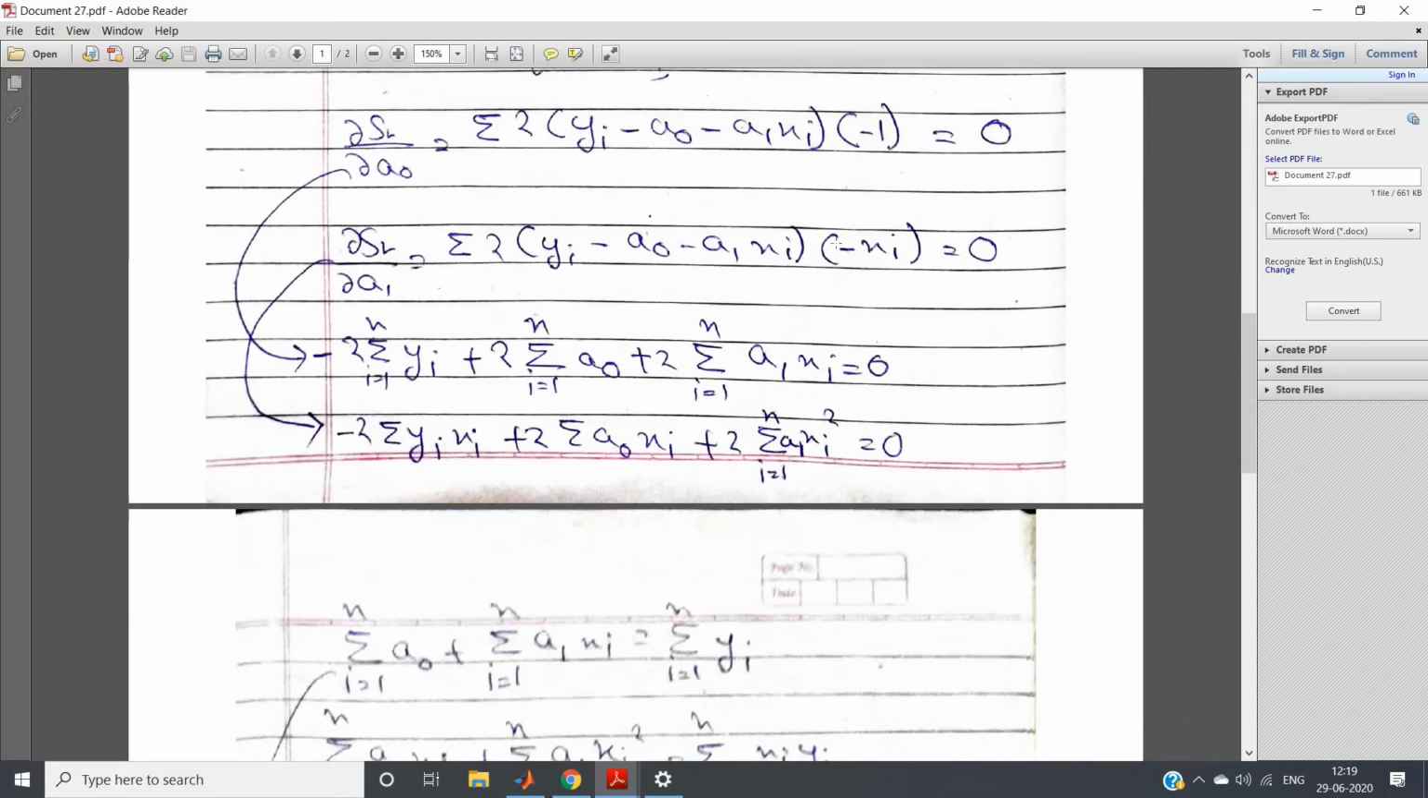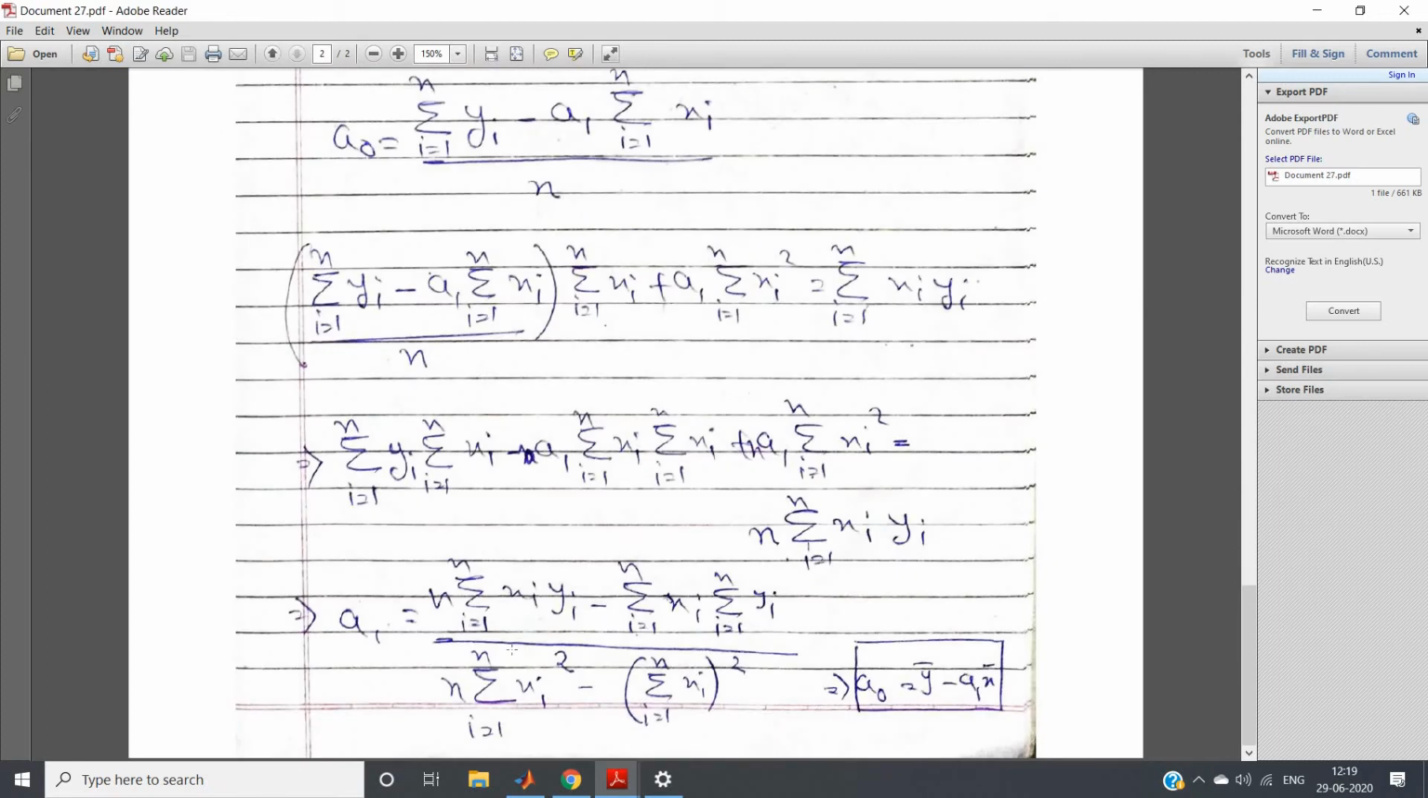And we have come up with an equation for a1 and a0, where a1 is nothing but n times the summation over i equal to 1 to n of xi multiplied by yi, minus the summation over i equal to 1 to n of xi times the summation over i equal to 1 to n of yi, divided by n times the summation over i equal to 1 to n of xi square, minus the summation over i equal to 1 to n of xi, whole square.